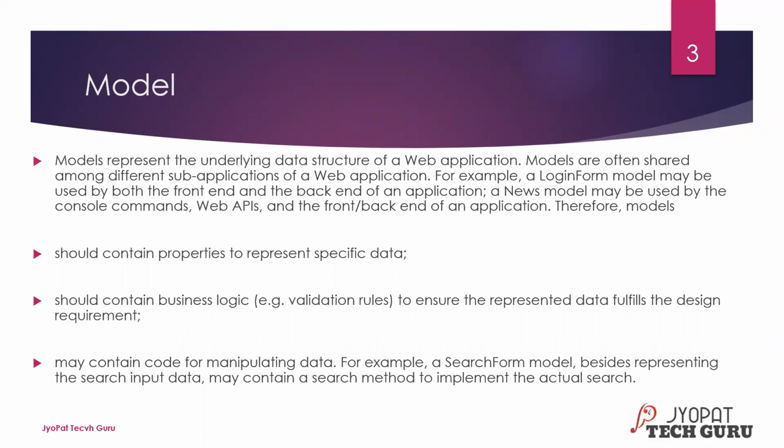Models are often shared among the different sub-applications of a web application. Suppose you have a login form model, it may be used by both the front end as well as the back end of the application. A news model may be used by the console commands, web APIs, and the front or back end of the application. Therefore, a model should contain properties to represent specific data. You're going to define the classes, you're going to define the models, wherein you are having some specific set of properties or the data. These should contain the business logic to ensure the represented data fulfills the design requirement.